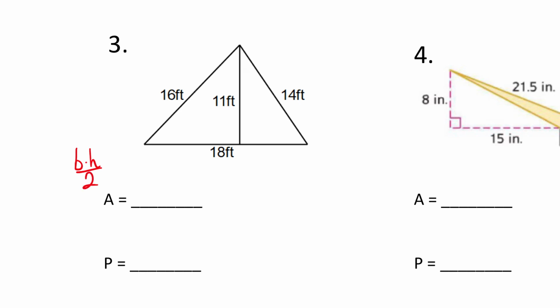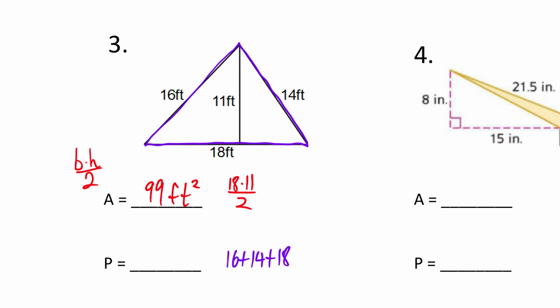Okay, so do I know the base and height of this triangle? Yeah, I've already got everything I need right here. So what is it going to be? Good. 18 times 11 divided by 2, which is what? 99? Yep. Okay, and then for the perimeter, 16 plus 14 plus 18 is going to be what? This is going to be 48.